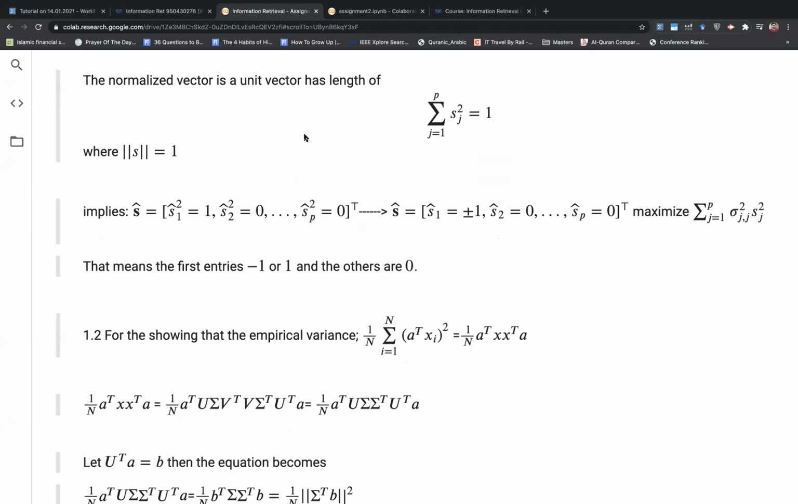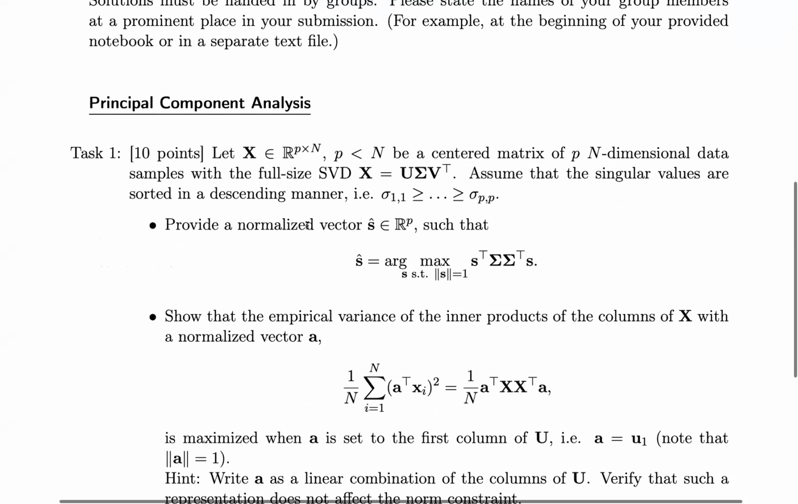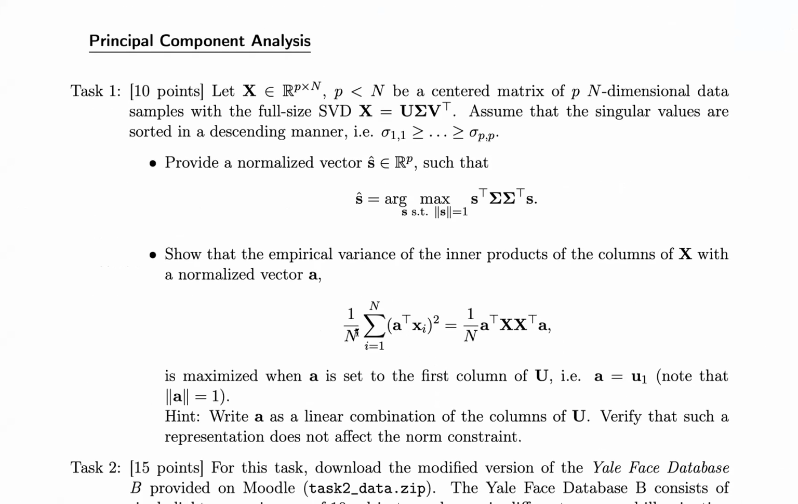As we can see, this part is done, and now we want to show that the empirical variance of the inner products of the columns of X with a normalized vector A is maximized when A is set to the first column of U, that is A is equal to U1. There was also a hint in the question that the norm of A is 1, and we further gave a hint to write A as a linear combination of the columns of U, and verify that such a representation does not affect the norm constraint.